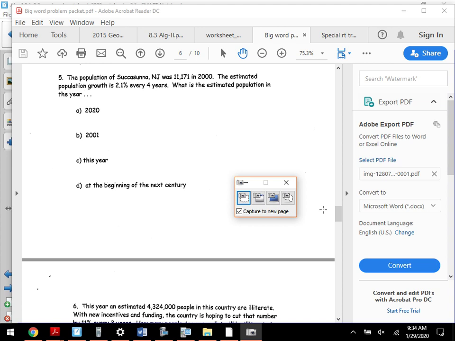Basically, I was confused by the 1/4 thing. So if it's every 4 years and it's 2001, it only goes up by 1 year. So wouldn't you divide 2.1 divided by 4 now? How many years is between 2000 and 2001? What's 1 divided by 4? And that would be your exponent.